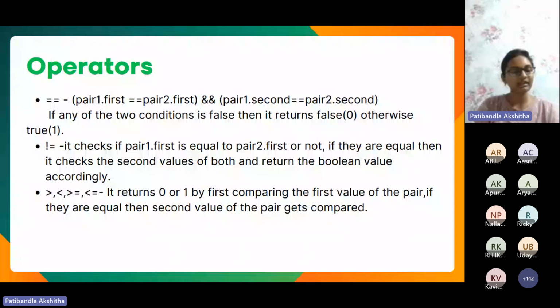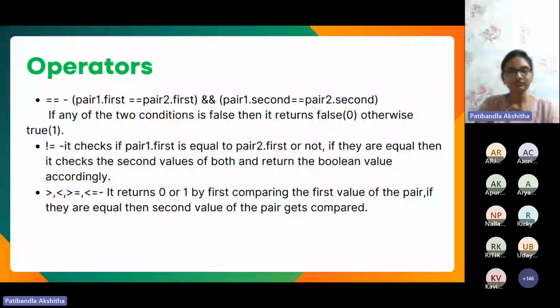For any other operator in pairs, it first checks the first element in both the pairs. If pair 1 first and pair 2 first are equal, then only it checks the second values in both the pairs. For not equal to, it first checks pair 1 first and pair 2 first. If they are not equal, it directly returns 1. But if they are equal, it checks the second values. If both are equal, then it returns 0. If both are not equal, then it returns 1.